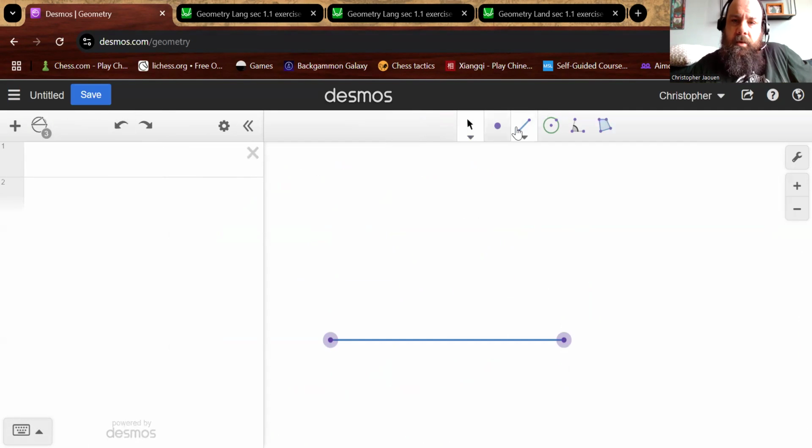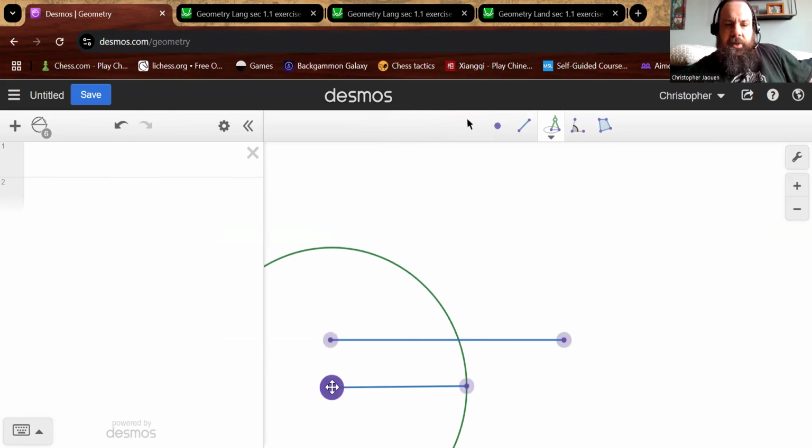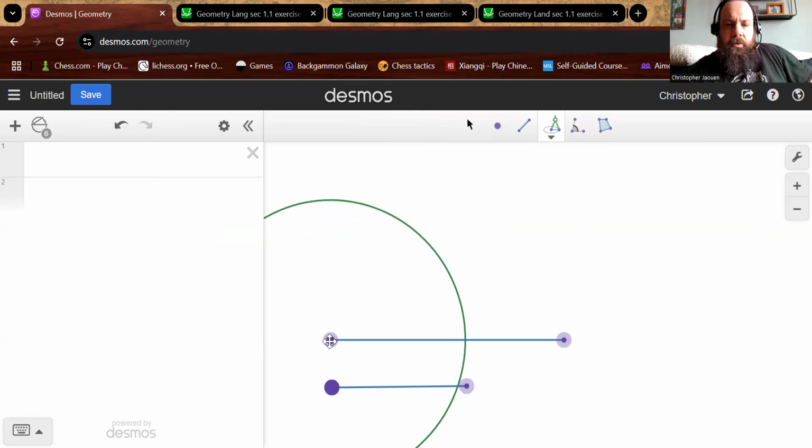All right, let's make another line segment. I'm just making something at random because obviously I can't copy the actual line segments from the book. Okay, so now let me, whoops, I don't want circle, I want circle by length. I'm going to make a circle that has radius equal to that second line segment.